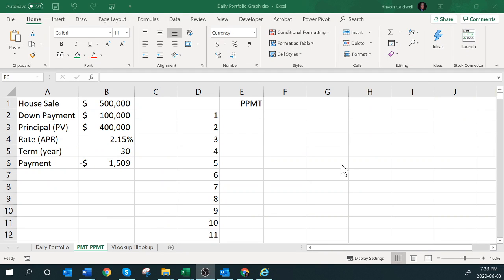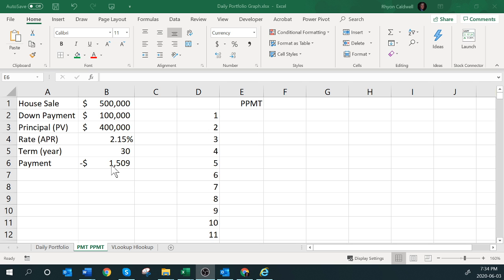All right, this is the second financial function called the principal payment, or the PPMT function. What this is intended to do is show you how much principal you've put towards a particular payment. So in the previous example, we looked at the PMT, the payment. In this example, we took a $400,000 loan at 2.15% for 30 years.